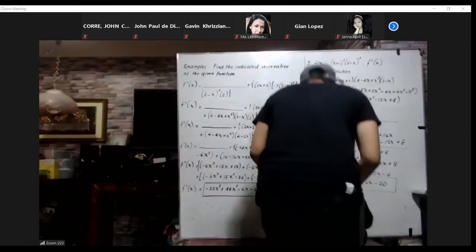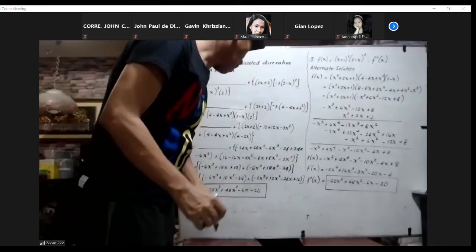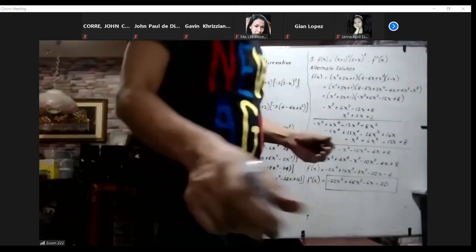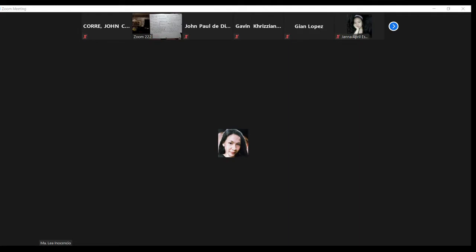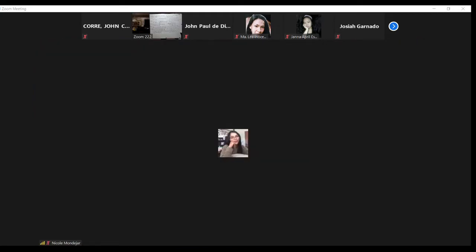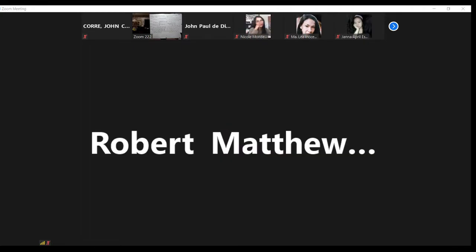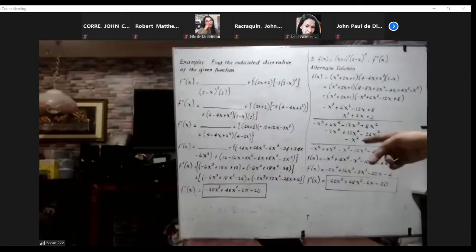Tingnan natin ang sagot natin. Okay, negative 20x cubed, positive 48x squared, minus 6x, minus 20. Okay, guys? Nakuha nyo? Yes, sir. Di ba mas madali doon sa alternate solution natin kaysa dito sa napakahaba? Okay, nakuha na yan, guys.